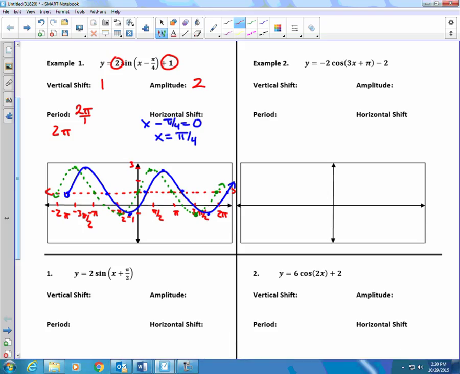Vertical shift, -2. Amplitude. What is the amplitude? +2. So my vertical shift will be down 2.